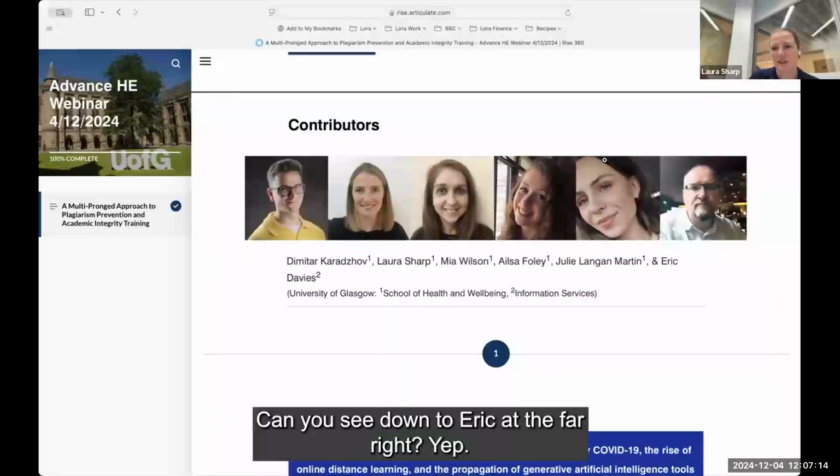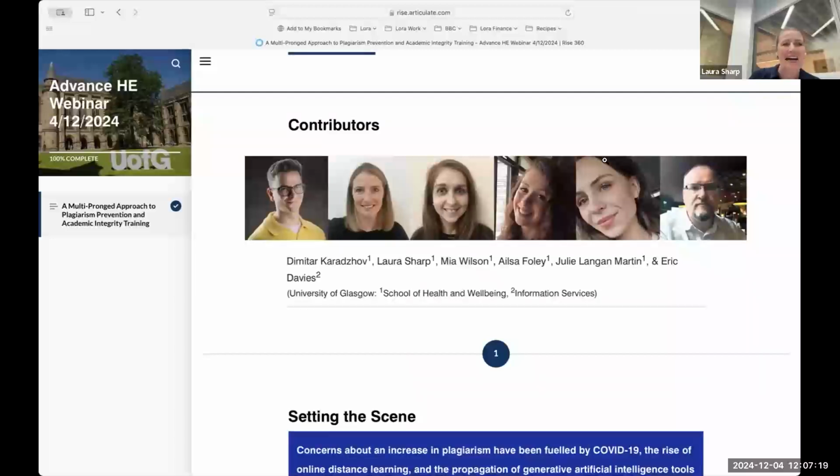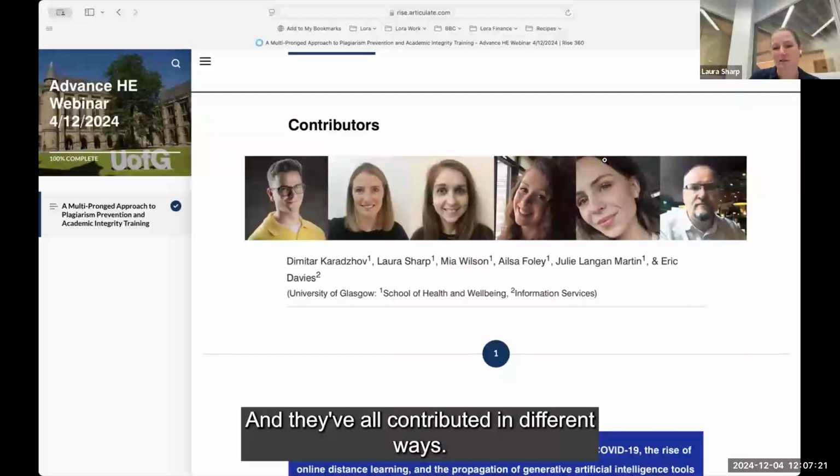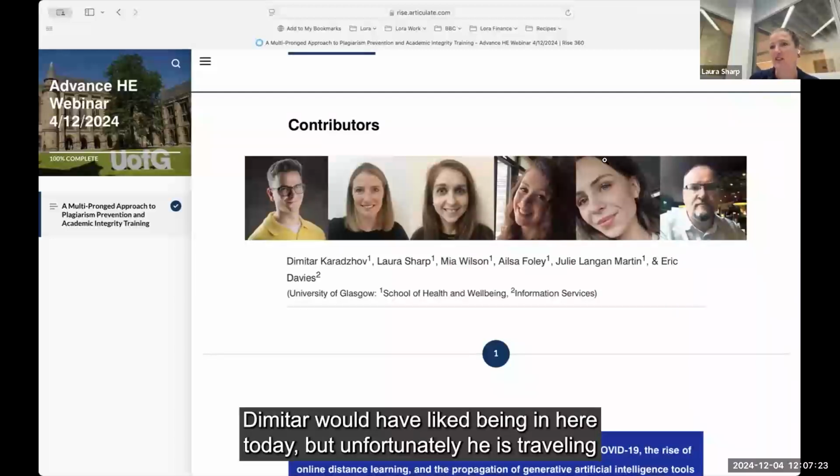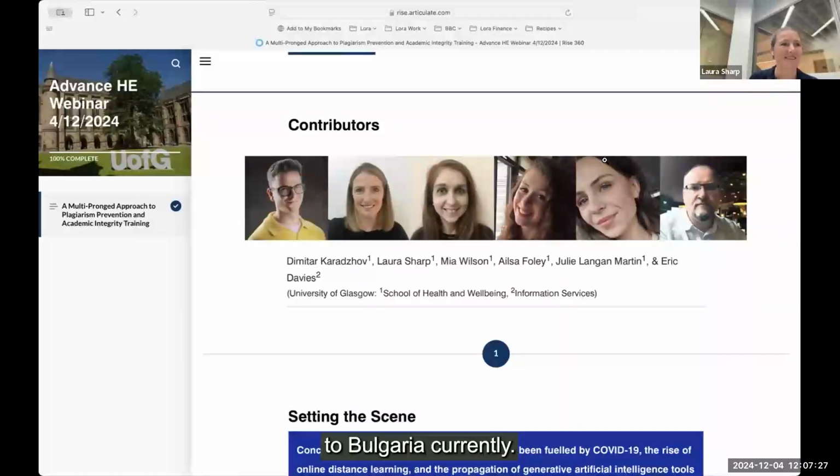Hopefully, can you see everybody? Can you see right down to Eric at the far right? Yep. And they've all contributed in different ways. Dimitar would have liked to be here today, but unfortunately he is traveling to Bulgaria currently.